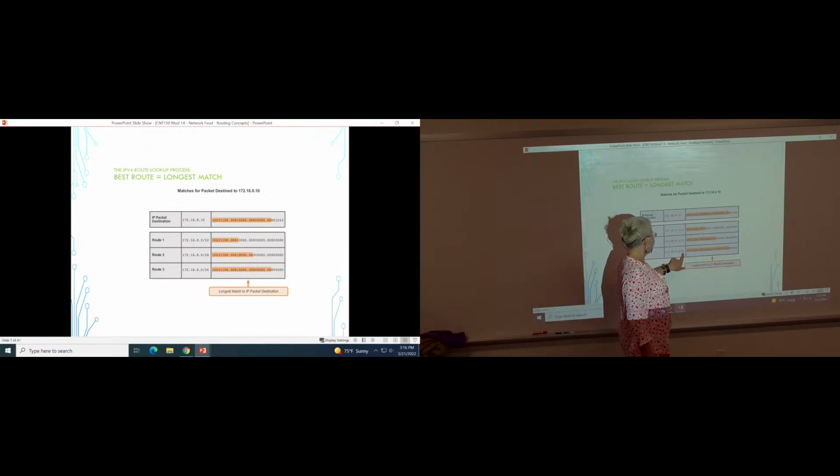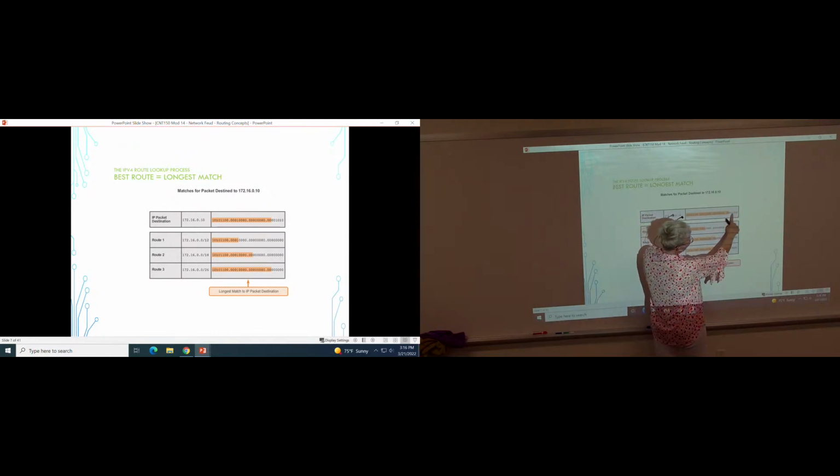So now I'm going to look at my third route, which has 26 bits to work with. 172, does it match? 16, does it match? 0, does it match? Now I can see here the 10, those are all just host bits. I have another match. So now I have 26 bits that match.